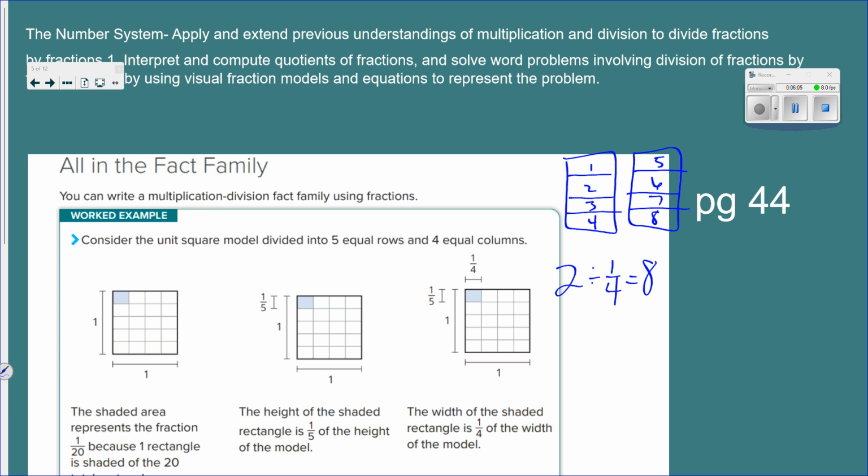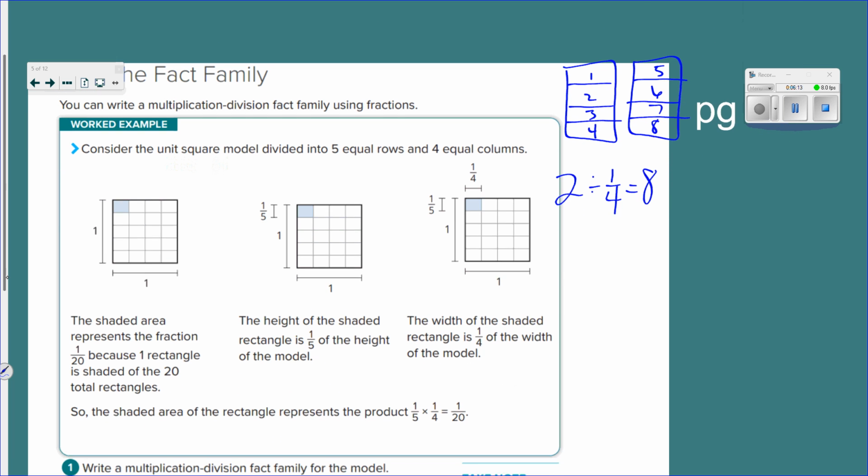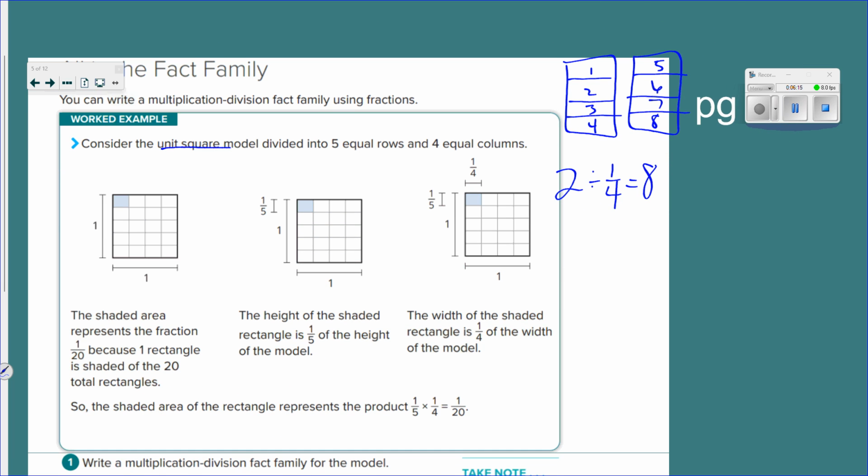So if I think about it that way, does it start to make more sense? Okay? So we just did fact families. That should help us on this next part. So if I consider the unit square model divided into 5 equal rows and 4 equal columns. Okay? The shaded block right here. Everybody see that shaded block?